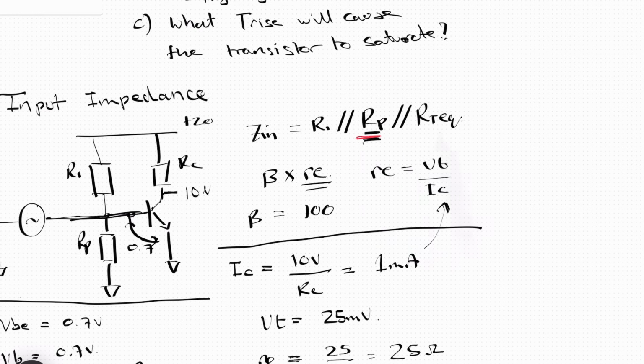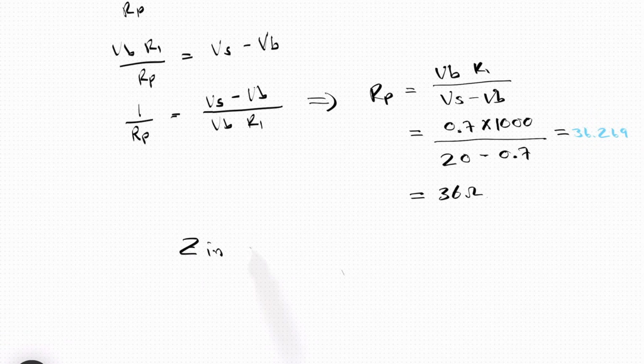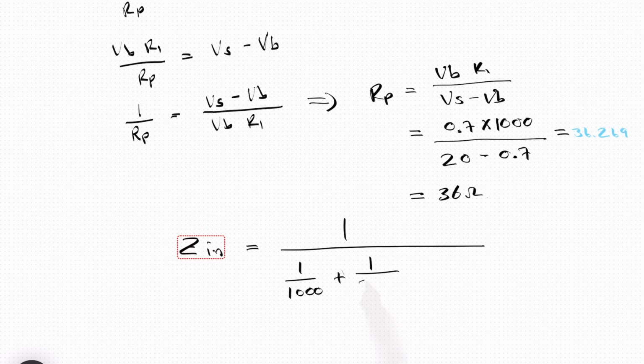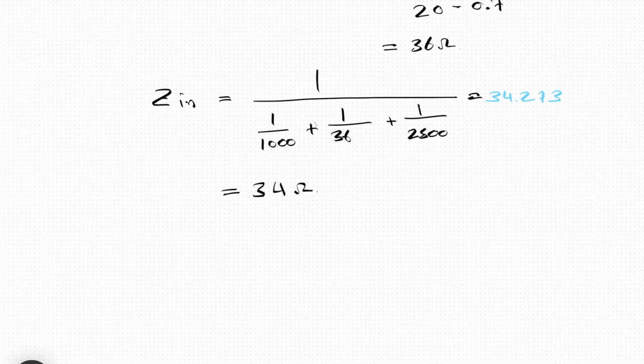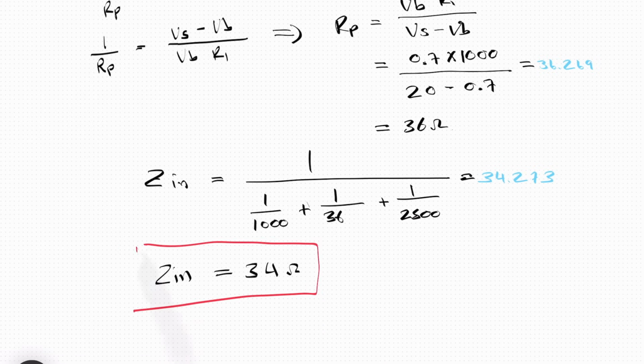So now we have this value and this value. We already knew the value of this resistor over here. We can calculate the input impedance. So Zin is equal to 1 over 1 over 1000 plus 1 over 36 plus 1 over 2500, which gives us an input impedance of 34 ohms. So you can see that input impedance is very low and is dominated by the potential divider that we have over here. And that is the solution for part A.